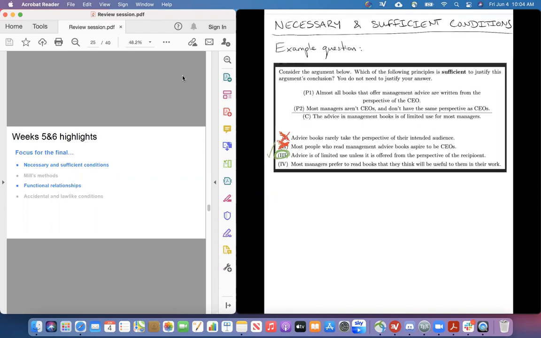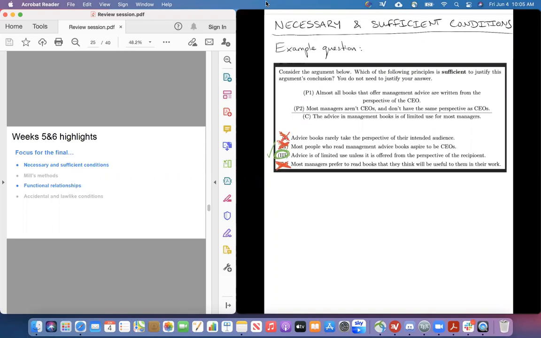Tick. That leaves us to justify why 4 is wrong. Well, what does 4 say? It says most managers prefer to read books that they think will be useful to them in their work. But whether or not they prefer to read a certain kind of book isn't going to tell us anything about the quality of advice given in that book. So there's a little bit of irrelevancy to number 4. That's why number 4 is wrong. So pause, I'll check the chat.